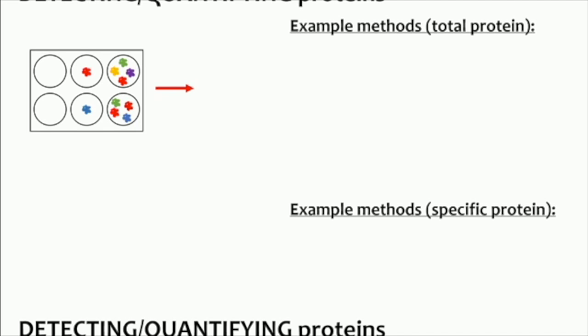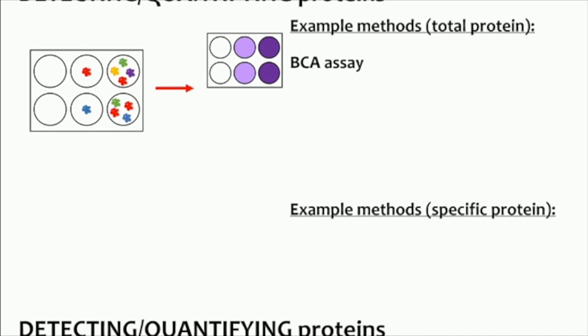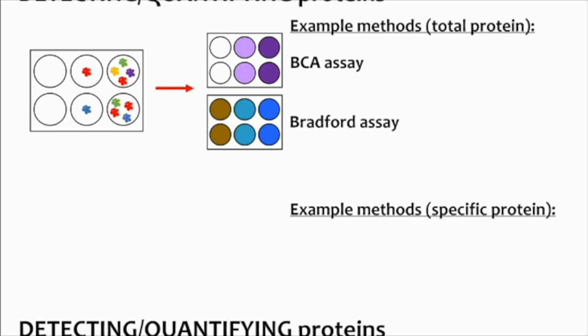Two of them: one is called the BCA assay, which will give you a purple color with more protein, regardless of what that protein is. The more purple it turns, the more protein you have in your sample. The other one is called the Bradford assay, which is a little bit weird because the blank is brown rather than clear. Usually blanks are blank, but this one's brown, and it turns blue with more protein. With more protein in your sample, it will turn more blue, some variation of brown to blue.